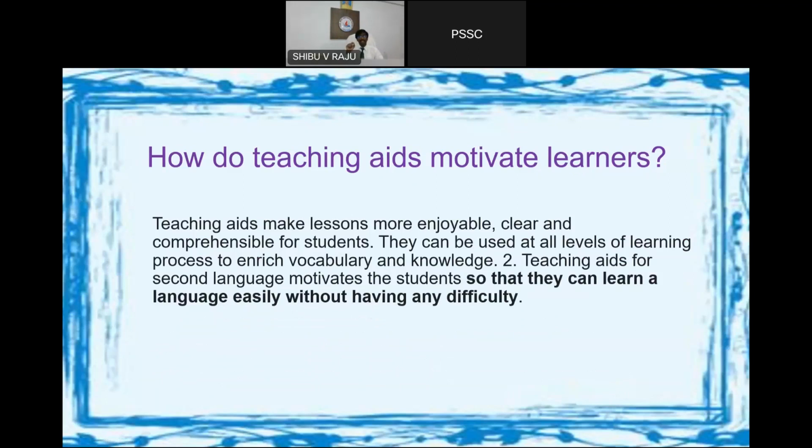And second, teaching aids for a second language motivate the students so that they can learn a language easily without having any difficulty. Suppose, almost all CBSE schools, I think 99% of CBSE schools are English medium schools. लेकिन हम लोग कभी कभी इंग्लिश भाषा में शायद we are unable to teach. We are unable to teach in English language because English language is a second language.